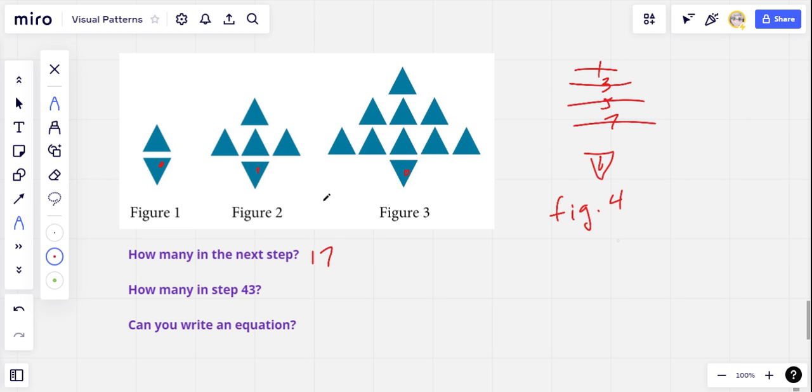But what kind of a pattern is this really? It looks like it's growing fairly fast, so I'm thinking maybe it's something other than linear. But let's go ahead and analyze the numbers. I'll put in the figure number here and the number of triangles here. In figure 1, we've got 2. In figure 2, that's 5. In figure 3, that is 10. And in figure 4, we're saying 17.